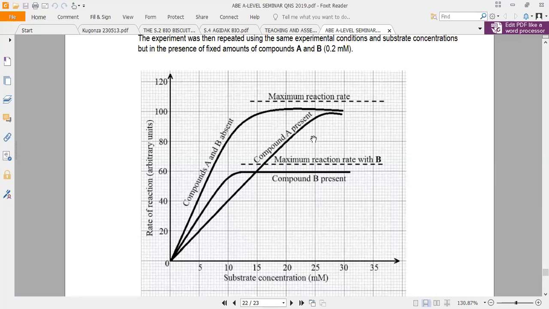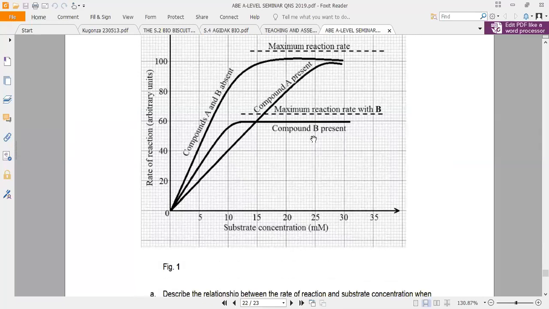Then I also have again to explain why I emphasize that point of slightly below the maximum reaction rate. Then I can also talk about its expansion. The rate of reaction remains constant and high, but slightly below the maximum reaction rate, because other factors other than substrate concentration are preventing the reaction from attaining maximum rate. Full stop. So that's how I would explain such a graph.